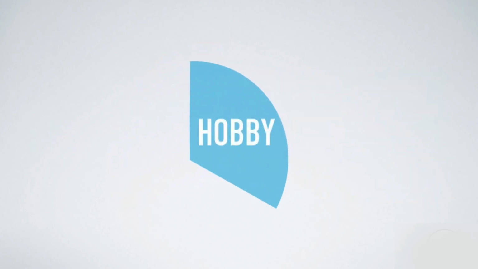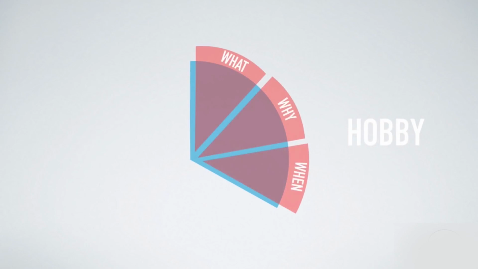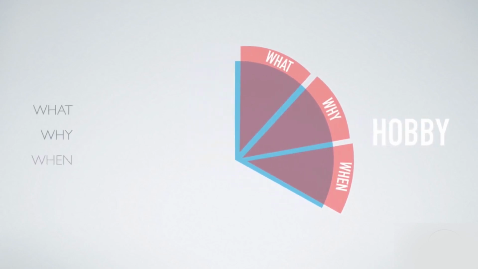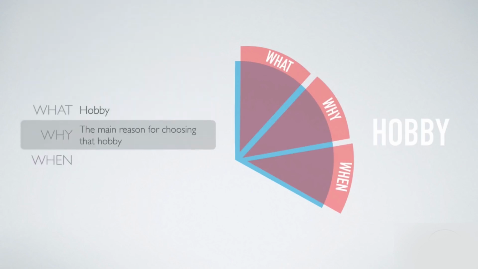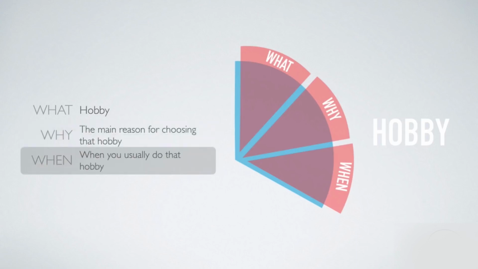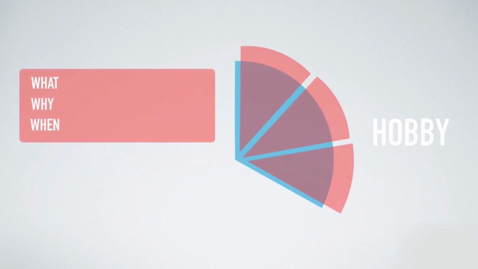Part 2, hobby. In this part, we will have 3 WH questions. What, why, and when. For what, we can say hobby. For why, we can say the main reason for choosing that hobby. For when, we can say the time we usually do that hobby. So let's take a look at an example for part 2.